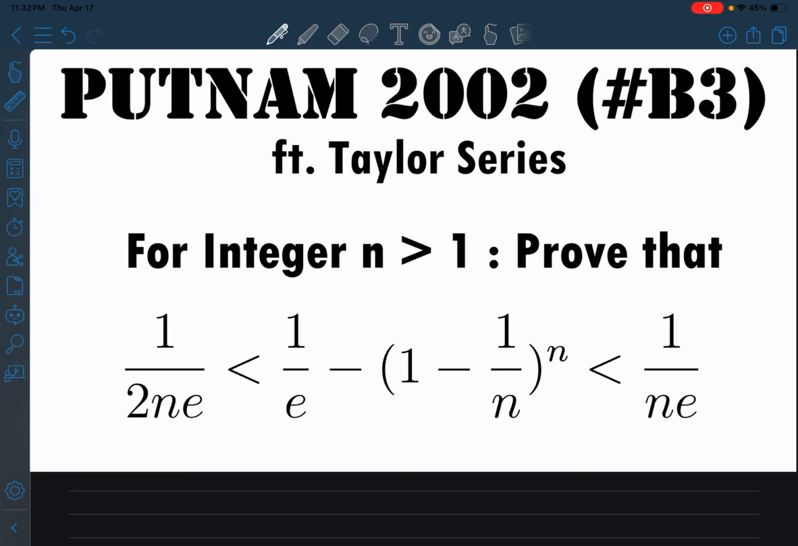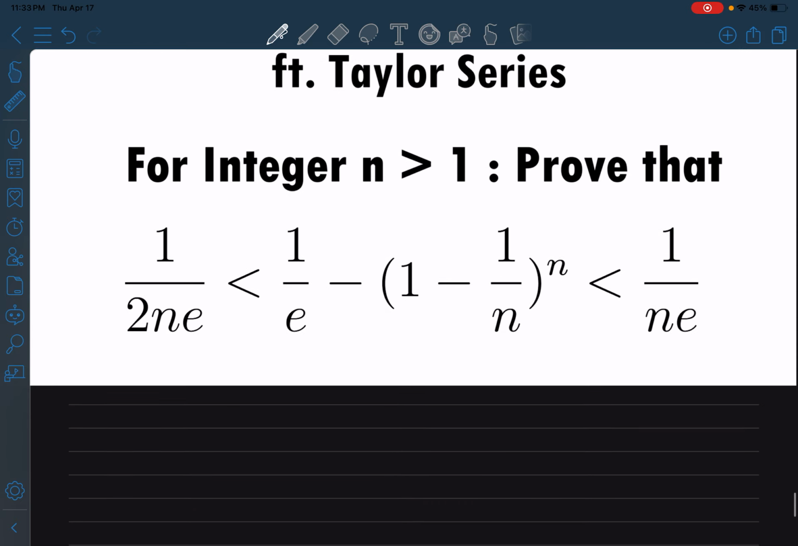Okay, so we want to prove this Putnam 2002 inequality, which is basically problem P3. And this inequality won't be that tough to prove. We just need some Taylor series, some manipulation, and it'll be done. So the problem is: for integer n greater than 1, we need to prove that 1/(2ne) is less than 1/e minus (1 - 1/n)^n, which is less than 1/n.